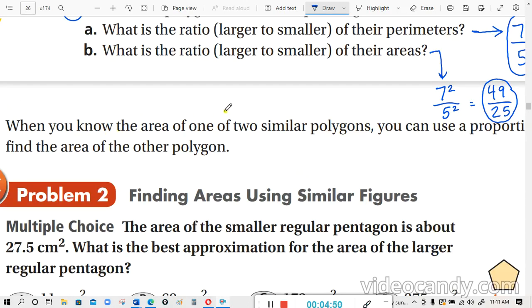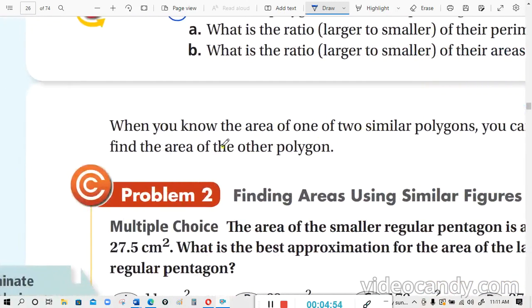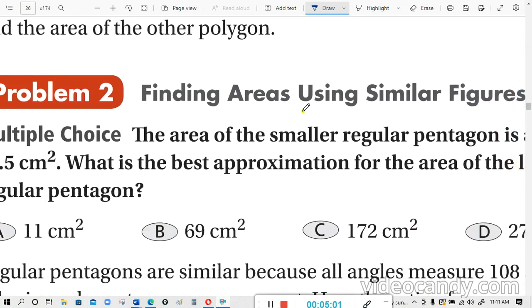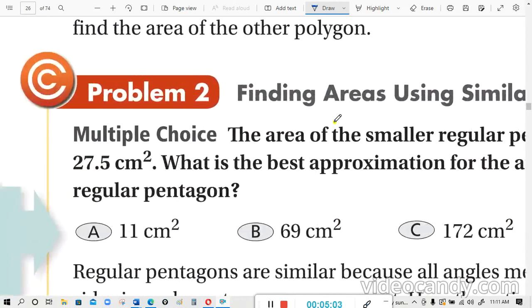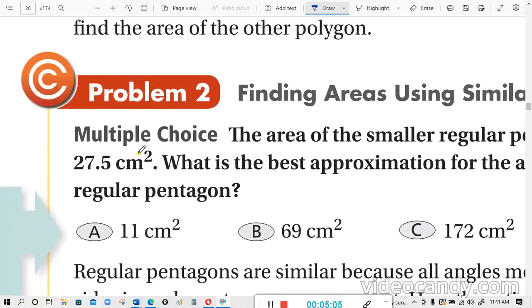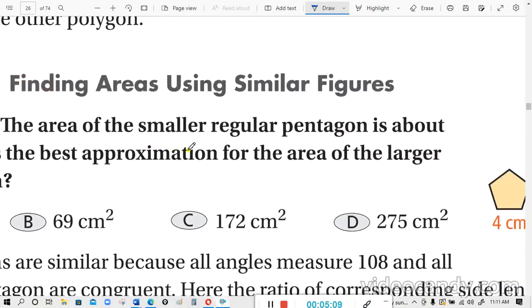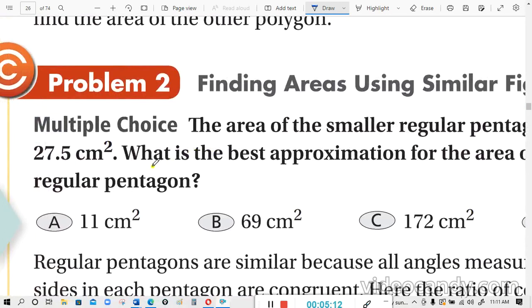It says when you know the area of one of two similar polygons, you can use a proportion to find the area of the other polygon. Problem 2, the area of the smaller regular pentagon is about 27.5 centimeters squared. What is the best approximation for the area of the larger regular pentagon? All right, let's take a look.